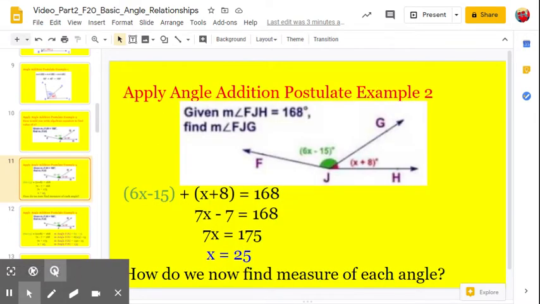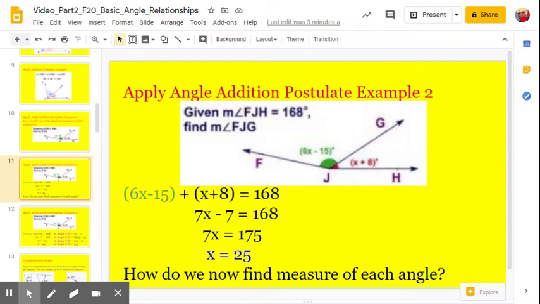So we know the parts equal the whole, so that's how we write our algebraic equation, right? 6x minus 15 plus this x plus 8. And what does it equal? The whole, which is 168 degrees. Now I did the algebra for you here. We solved this, and we get x is 25.